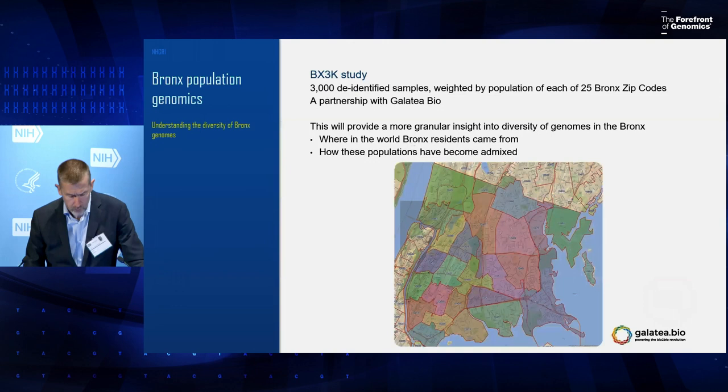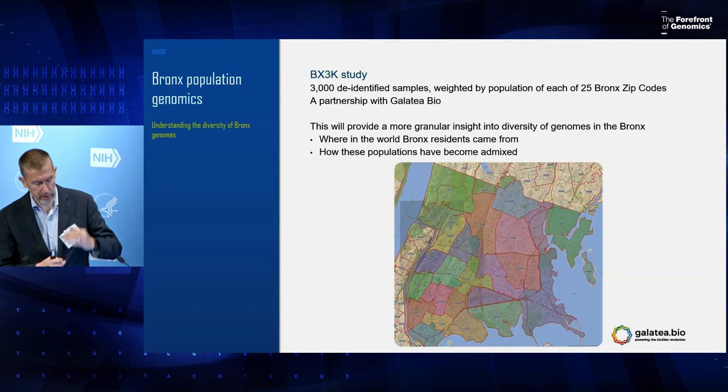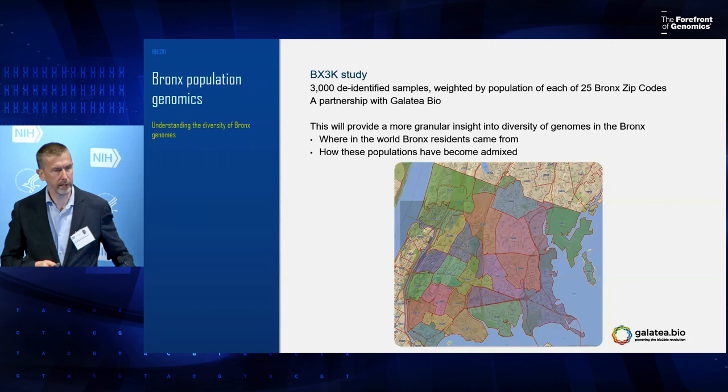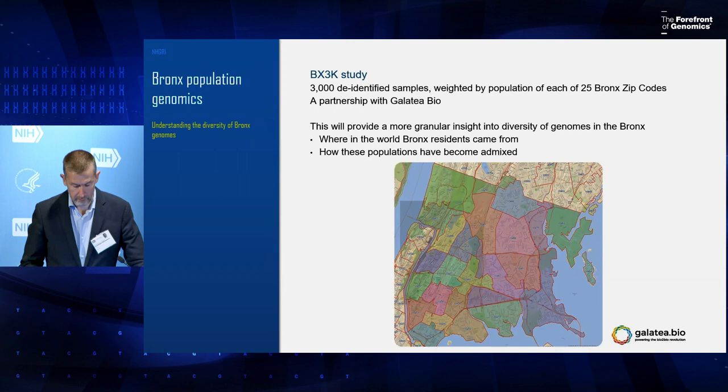We want to get a better sense of what the genomics looks like in the Bronx. And we have an ongoing study, de-identified specimens, 3,000 of them that represent the 25 zip codes of the Bronx, proportional to the population of each zip code. And that's going to give us two axes of information. One is, where in the world did all of these genomes come from? And how have they become admixed? And it'll give us a real granular view of where we think the complexity and opportunities exist within the Bronx. And we know that the Garifuna, for example, have a big community here in the central Bronx.